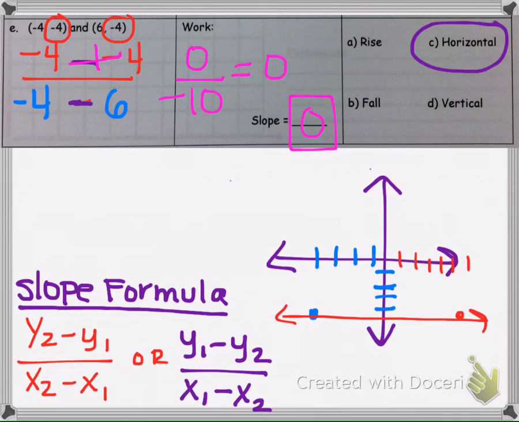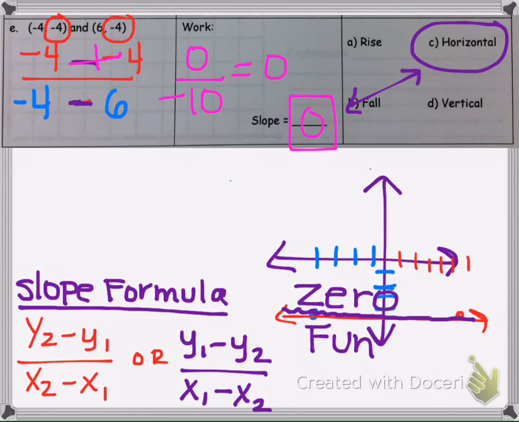Now, if we're thinking about a roller coaster, and we're riding a roller coaster here, right? It is 0 fun. If we're not going up, we're not going down, the roller coaster is not rising or falling, it's 0 fun if we're just cruising along like that. So that helps me remember a horizontal line has a slope of 0.